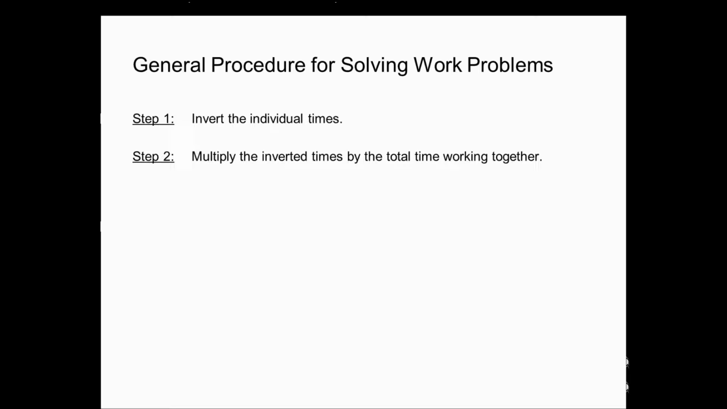Now, the work problem illustrates a rather general procedure for solving work problems. Again, work in the sense of we must accomplish a task. Step 1, invert the individual times. Whatever they are, just flip them over. So you have to be given fractions. If they're decimals, you have to convert them to fractions. Step 2, multiply the inverted times by the total time working together.